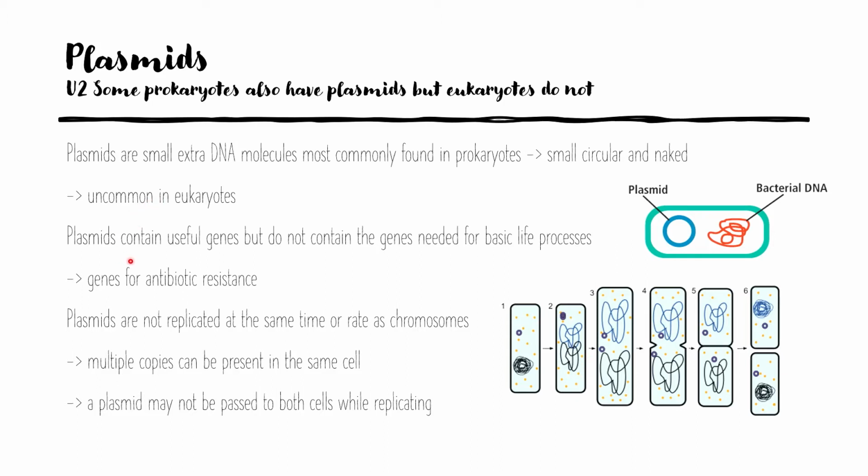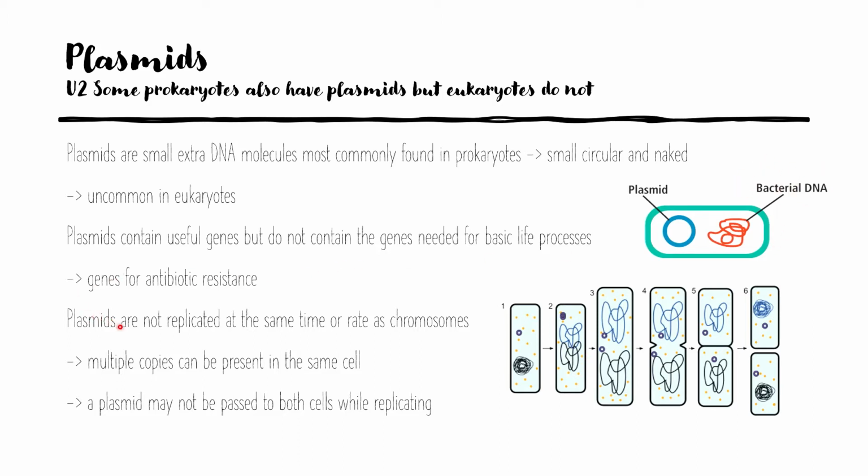Plasmids contain useful genes. An example of a useful gene is a gene for antibiotic resistance. They do not, however, contain the genes needed for basic life processes, so a prokaryote could survive without a plasmid. However, it cannot survive without the main bacterial DNA.